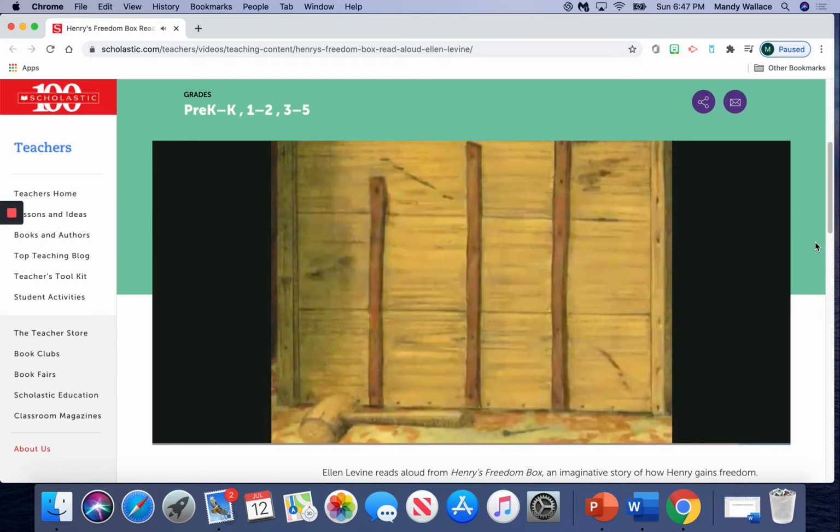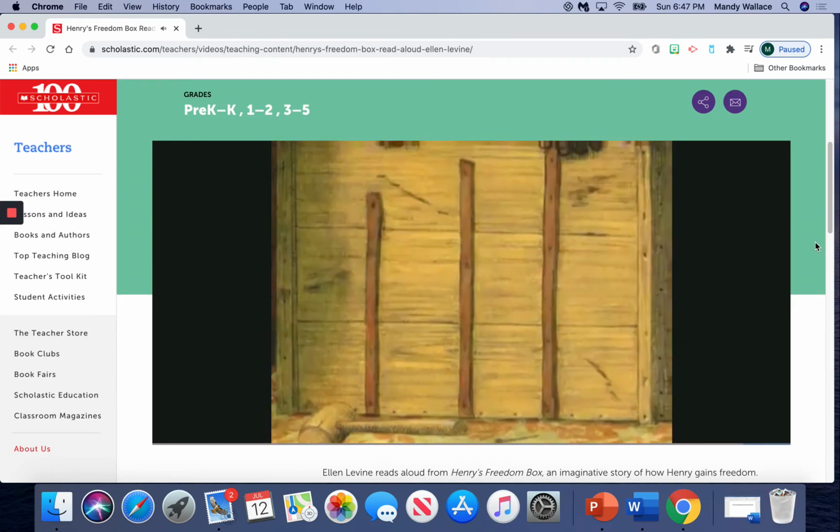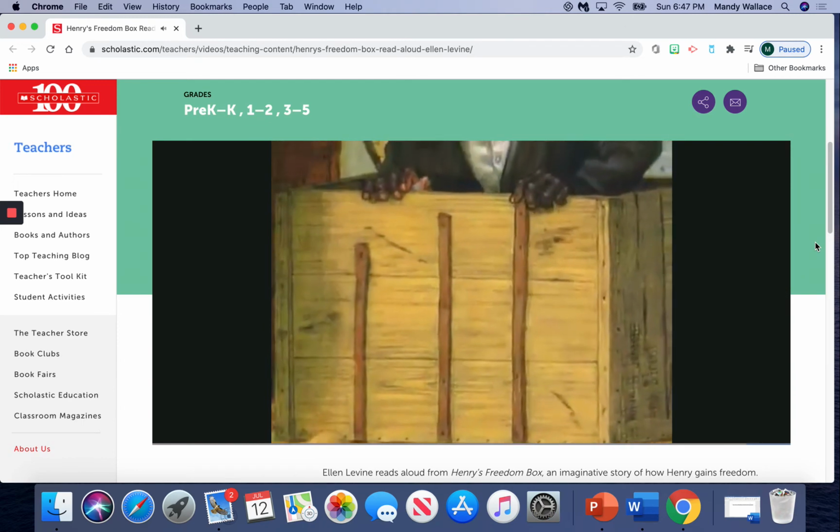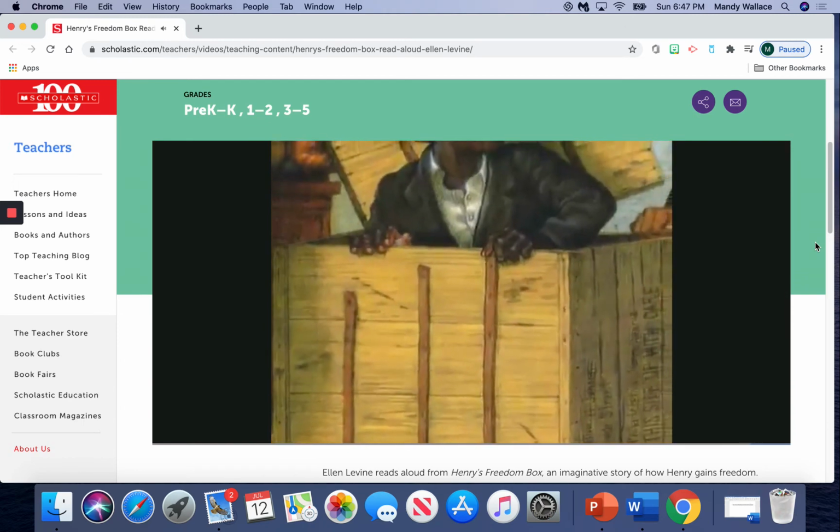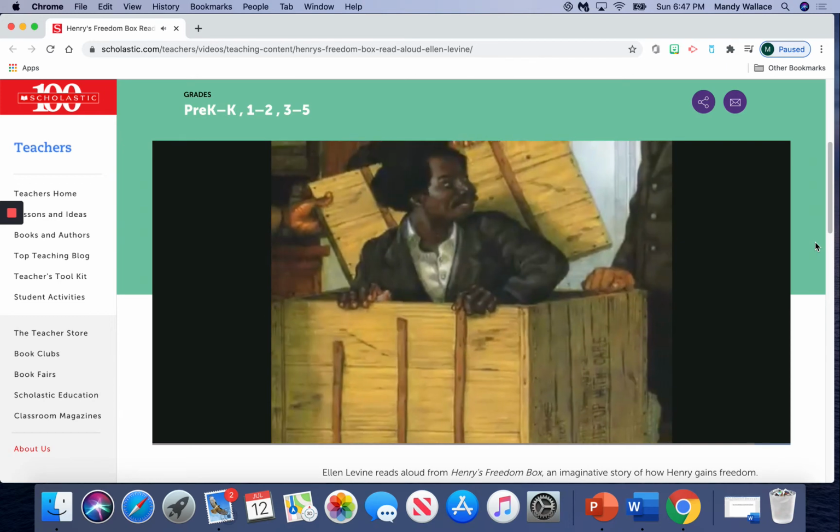He awoke to loud knocking. "Henry, are you all right in there?" "All right," he answered. The cover was pried open. Henry stretched and stood up. 4 men smiled at him.